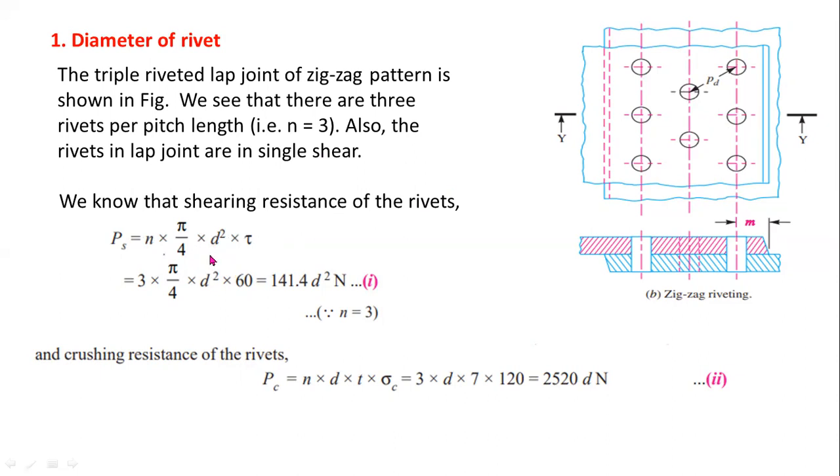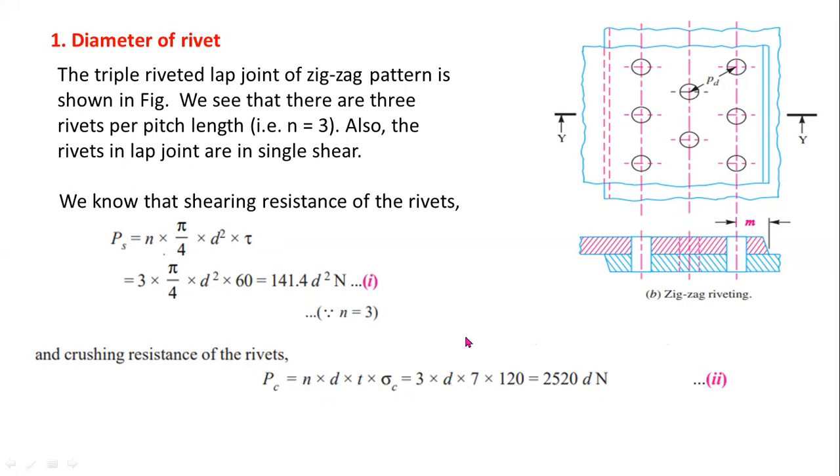Pi by 4 into D square is the single shear and tau is the shear stress. So shearing strength equals, here D is the diameter of the rivet. You have to find out the diameter of the rivet, so the answer is also in terms of diameter: 141.4 D square newtons. And the crushing strength PC equals N into D into T into sigma C, the formula for crushing strength. Here N equals 3, D is the diameter of the rivet, T is the thickness of the plate, sigma C is the crushing stress. Here the diameter D is unknown.